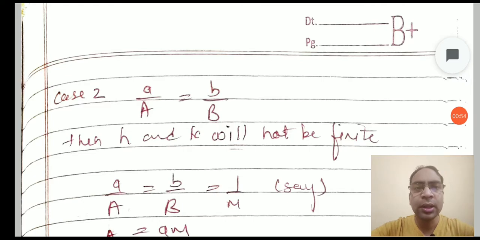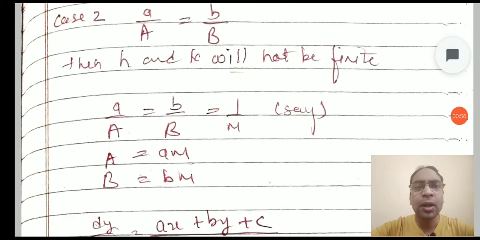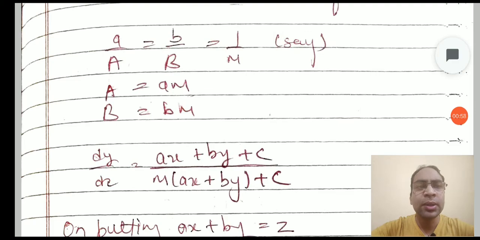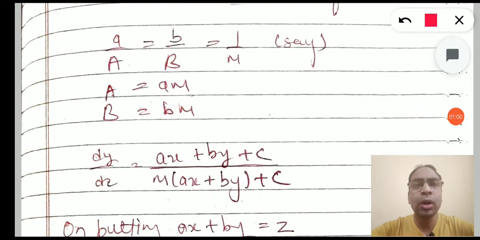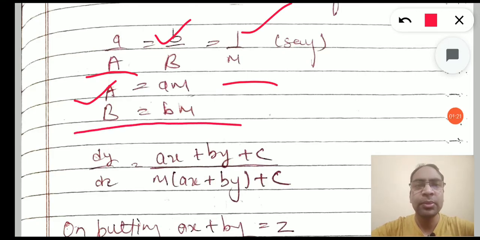In that case, we will take this equal to 1 upon m, where m is any constant. So we'll take a upon A is equal to b upon B is equal to 1 upon m. So from the first and the third equation, the capital A will be equal to small a m, and from the second and the third equation, the capital B will be equal to small b m.